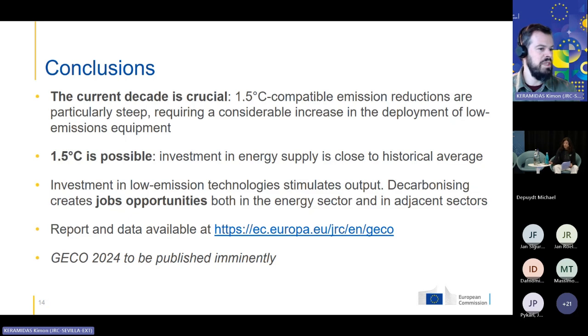Everything I've presented here is available on our website, and what you saw today is some outputs from last year's GECO, but also from GECO 2024, which is going to be published imminently, so around the time of the COP, very soon. So I invite you to visit our website. Thank you very much.